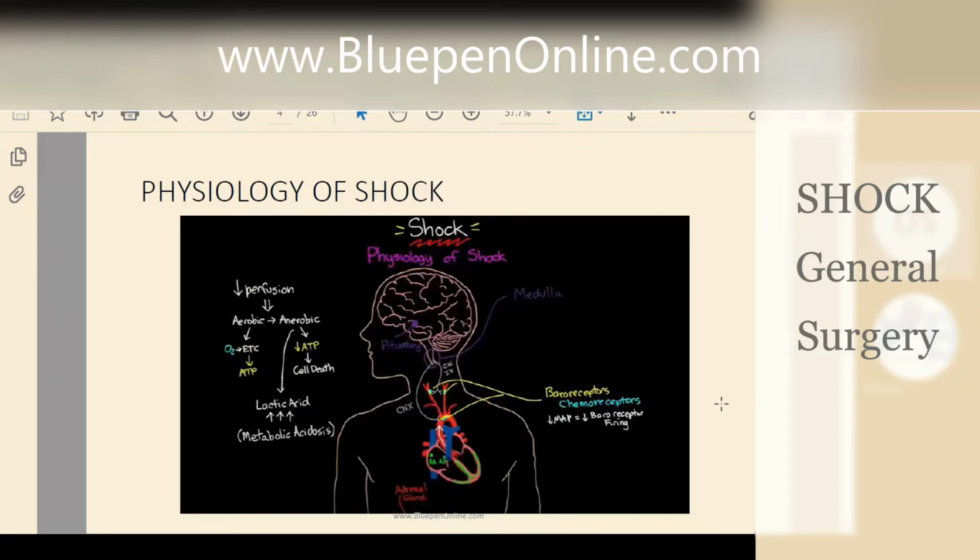And then there's one more nerve, which is from the carotid body. You can see the two V-shaped blood vessels above the heart. That is where the carotid body is located, and from the carotid body there's the glossopharyngeal nerve.